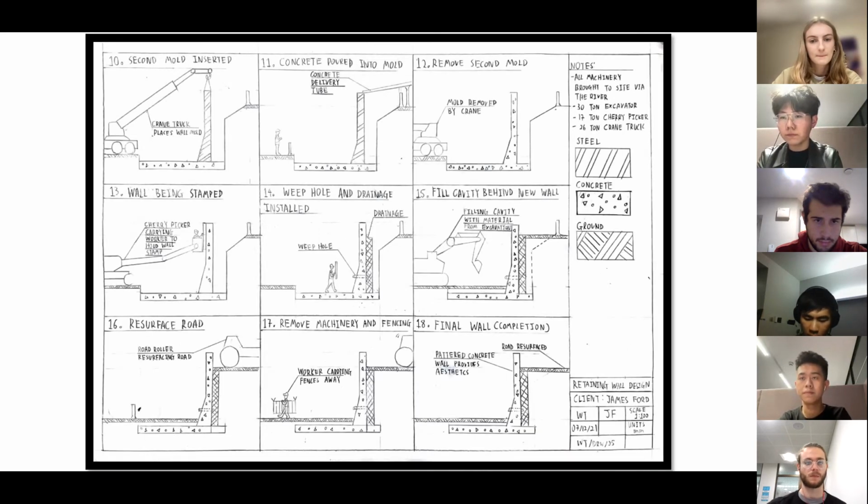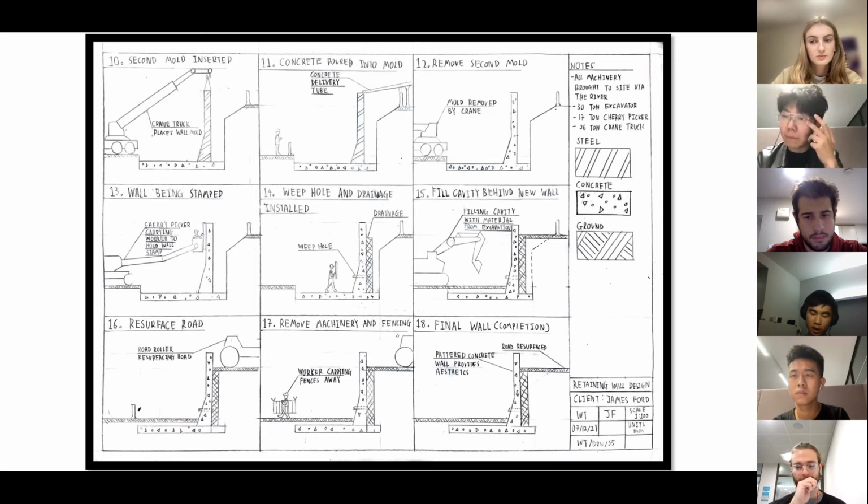A crane truck is being used to place the wall mould, followed by concrete being poured into the mould. When the concrete is set, the mould can be removed, and a worker will stand on a cherry picker to hold a wall stem against the wall to provide aesthetics. Weep holes and drainage will be installed to allow water behind the wall to escape. Now the cavity can be filled with the material excavated as well as from the old wall, and a road roller will be used to resurface the road. After machineries and fences are removed, the construction of the retaining wall is completed.